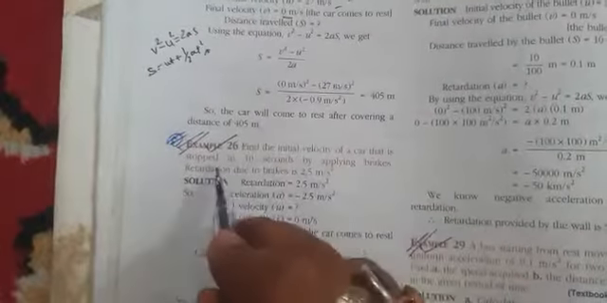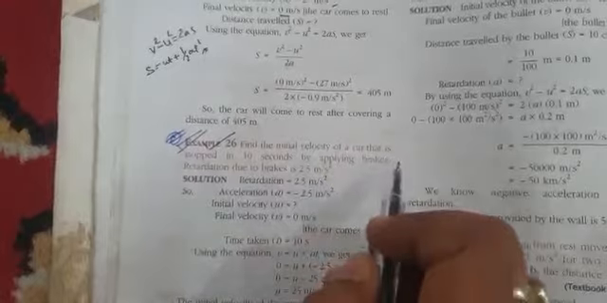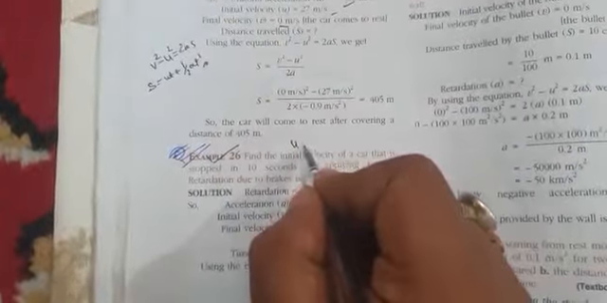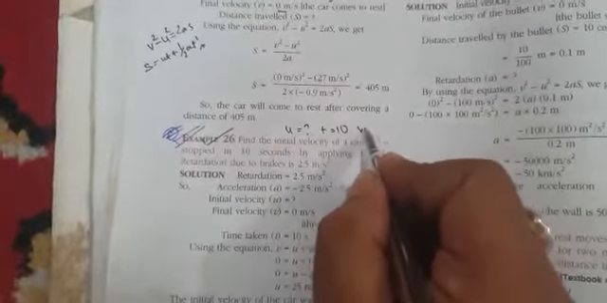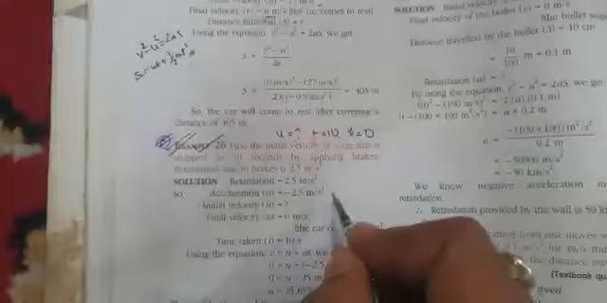Question number 26. Find the initial velocity of a car that is stopped in 10 seconds by applying brakes. Initial velocity of a car means initial velocity u is what they have asked. Time is equal to 10 seconds, by applying brakes. So final velocity v will be 0. Retardation is given. So retardation a is equal to minus, this is given.